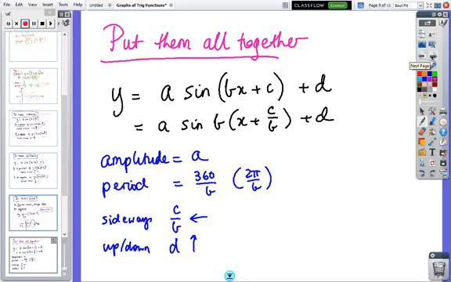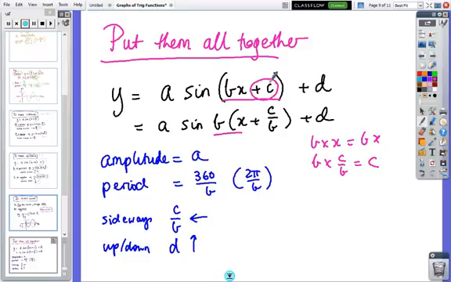Now what I'm doing is putting all these things together. Inside the bracket I've got bx plus c, but before you can do anything, you've got to factorize. So I take the b out, so b times x is still bx, and b times c over b equals c. The c is still there, but I've turned it into a fraction because I've taken the b out. The amplitude is the number out the front. The period is 360 over b, or 2 pi over b.